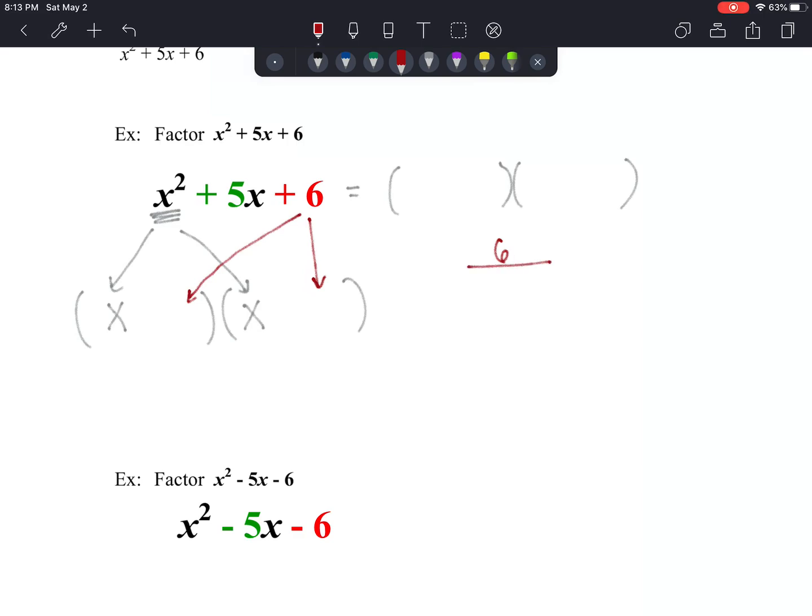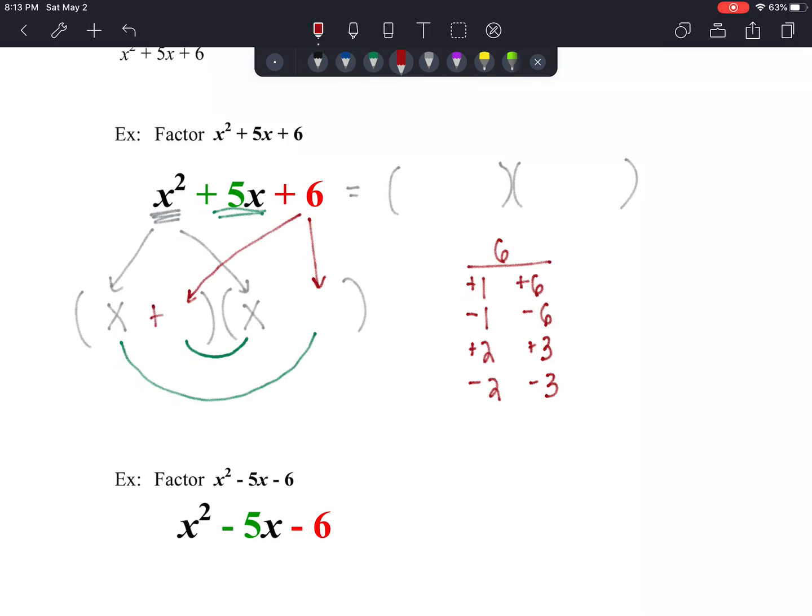So I come off to the side here and I say, what two numbers multiply to be positive 6? I could have a positive 1 and a positive 6. I could have a negative 1 and a negative 6. I could have a positive 2 and a positive 3. I could have a negative 2 and a negative 3. And those are all the combinations. I need combinations that when I multiply the outers and the inners and add those, I get 5x.